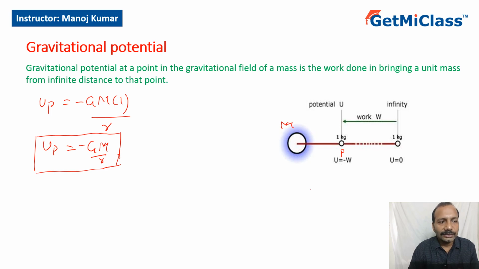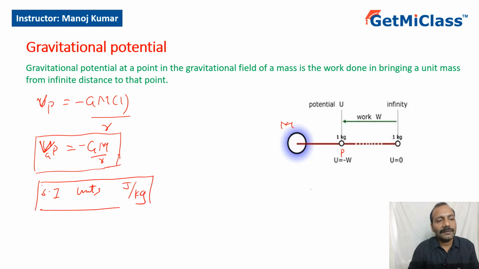Got it? So if I want to find the units of potential, I am dividing the total energy by mass. So the units of gravitational potential. Now gravitational potential is denoted by Vp, or the potential at point P, I can say Vg. So the SI units would be equal to energy per mass, so that is joule per kilogram.